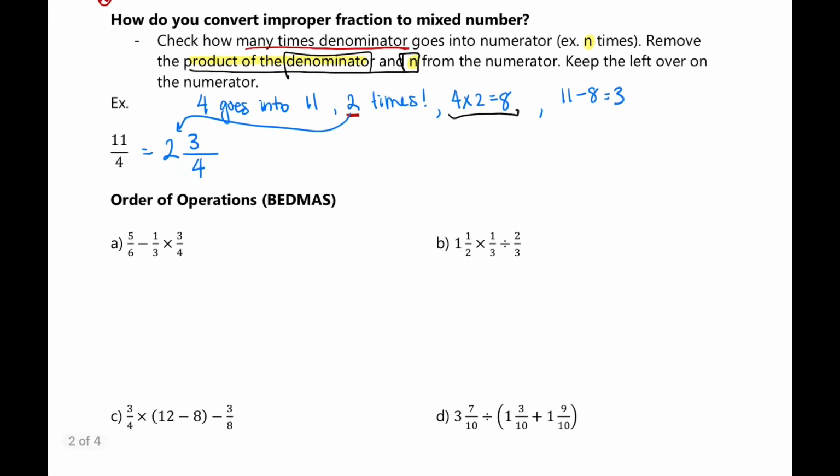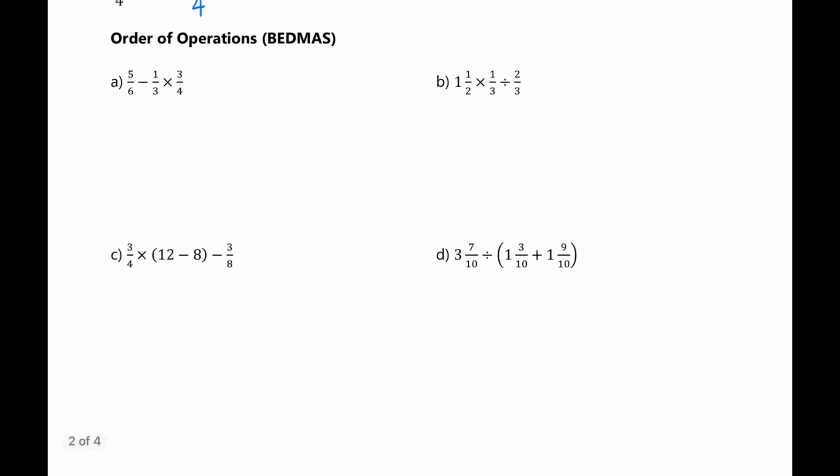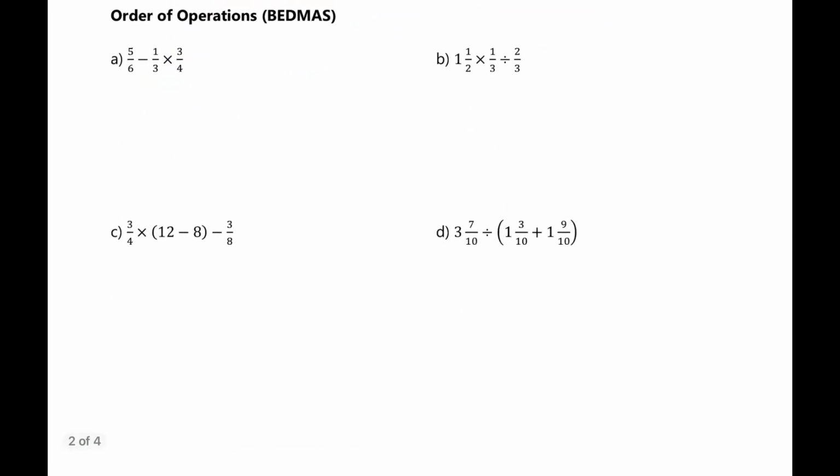All right, we're moving on to order of operations. We also call it BEDMAS. Please recall that BEDMAS stands for the order of operations, as in brackets first, exponents next, division, and then multiplication, addition, subtraction. So the order goes top to bottom.